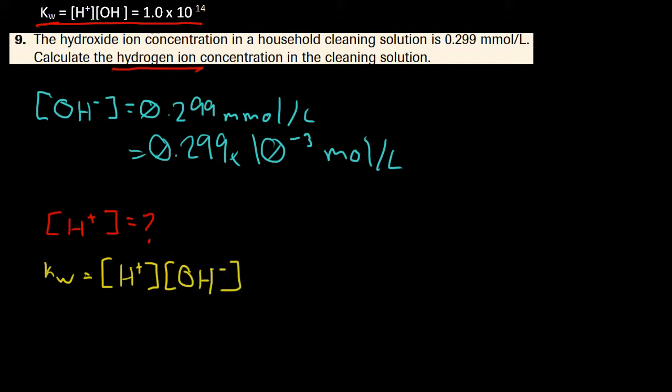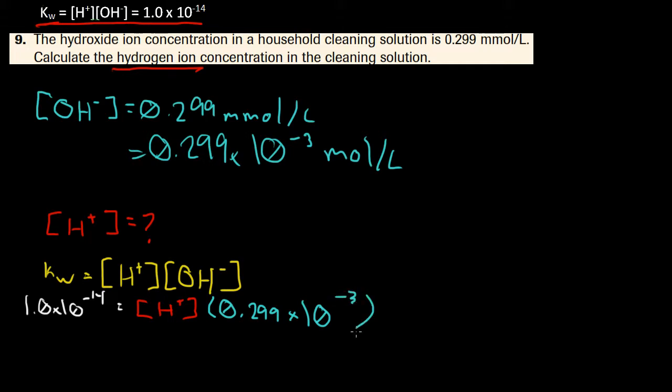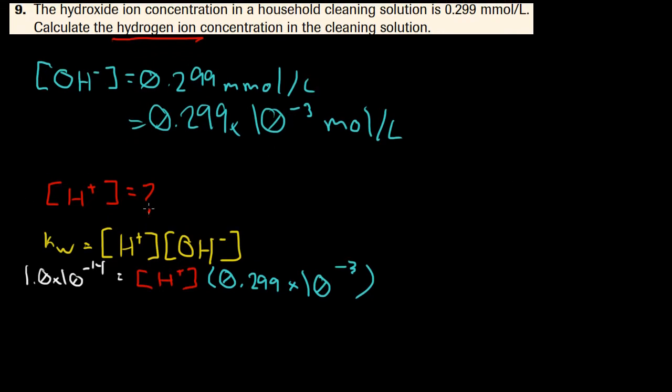So we can say that 1 times 10 to the negative 14 is equal to the concentration of H plus, which is what we're solving for, multiplied by the concentration of hydroxide, which, as we solved for above, is 0.299 times 10 to the negative 3 millimoles per liter. However, generally speaking, when you're doing equilibrium problems, you just neglect the units because they will all cancel out in the end anyhow.